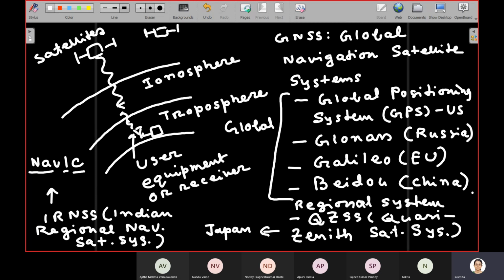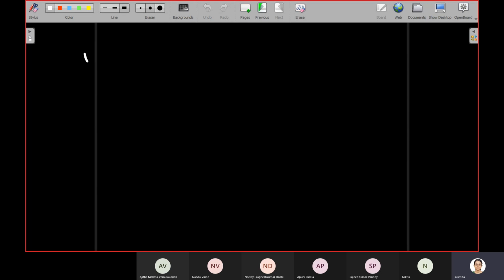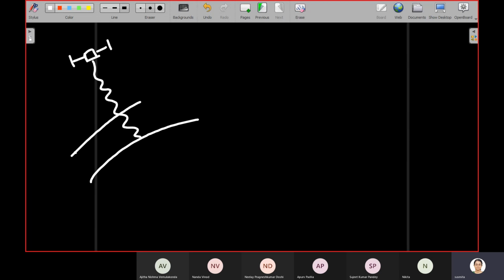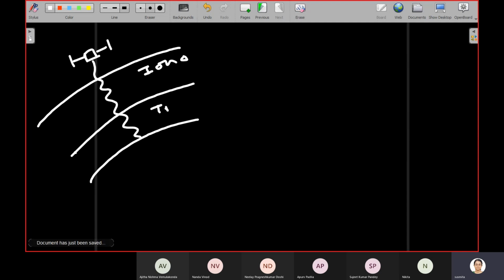Okay, let me quickly draw this figure. Any GNSS system has three segments. Okay, the first one is called the space segment. The space segment is the constellation of spacecraft that are orbiting the Earth and transmitting signals towards the Earth.